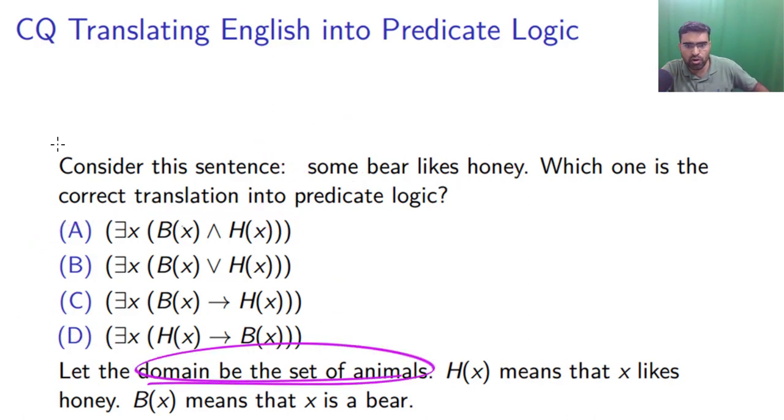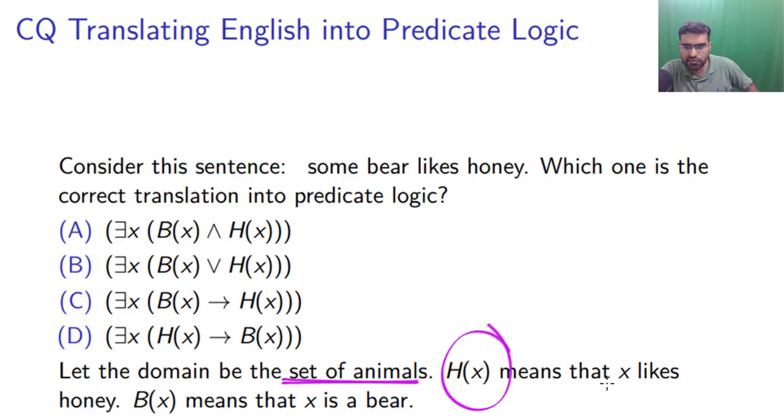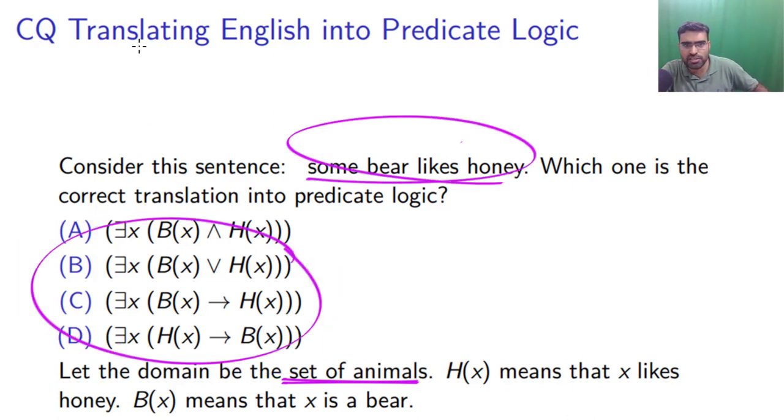The domain is the set of all animals. In the domain you have all the animals. Hx is a predicate which means x likes honey. Bx is a predicate that means x is a bear. So these predicates are given to you. Now, which of these is the correct option? Which of these is the correct translation of this statement?